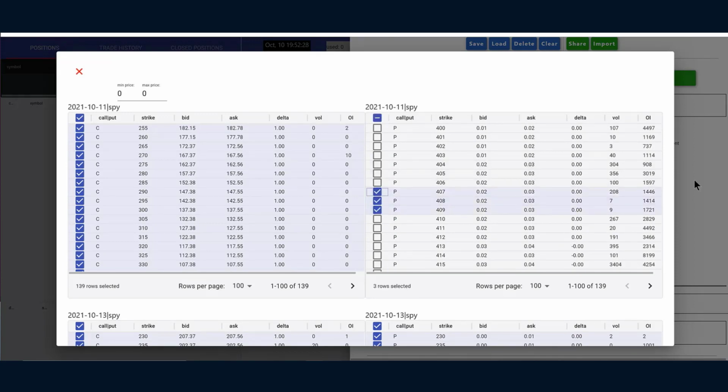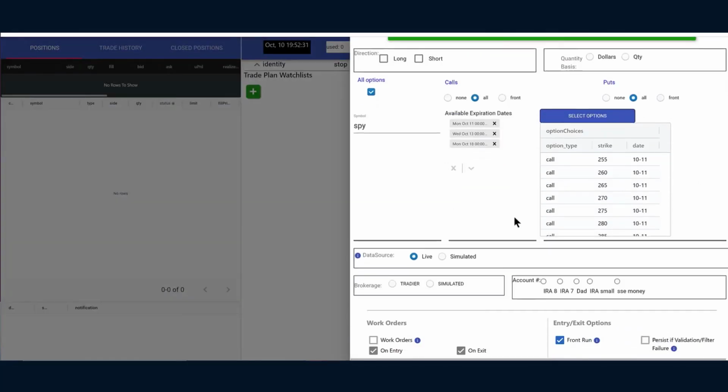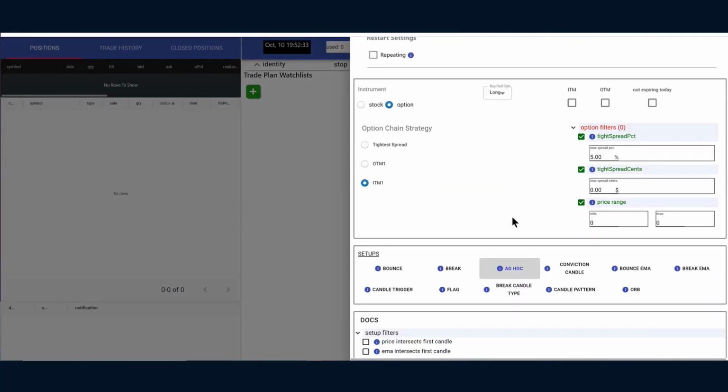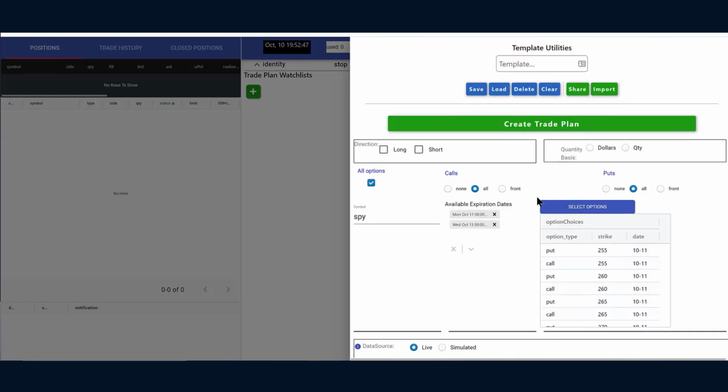Since your setup may trigger at any time, you may not know where price will be at the time of the trigger. Still, you are able to specify that you want to trade the nearest strike to price, either in the money, or out of the money. Even when you make this choice, any filters you have activated will protect you from wide spreads or other position sizing situations that you choose to avoid.